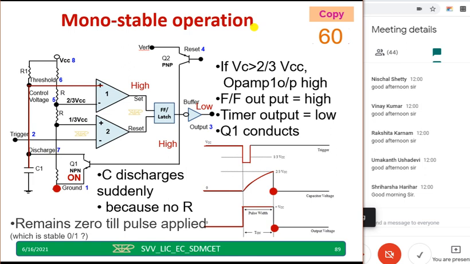Now coming to the next, I asked this question whether the stable state is 0 or 1. I'll wait for 50 seconds. I want you people to type your answer in the chat box.